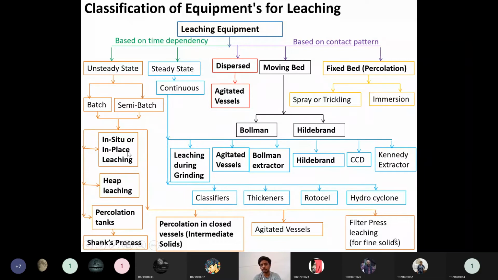So these two are coarse particle leaching operations, meaning large lumps of the solids can be used to leach the soluble matter inside these two operations, whereas for solids of somewhat intermediate particle size, meaning not that coarse and not that fine, in between these two particle sizes, which is called intermediate particle size, we can use percolation tanks or the Shanks process. These percolation tanks are of two types. One is a closed vessel and the other is an open vessel.